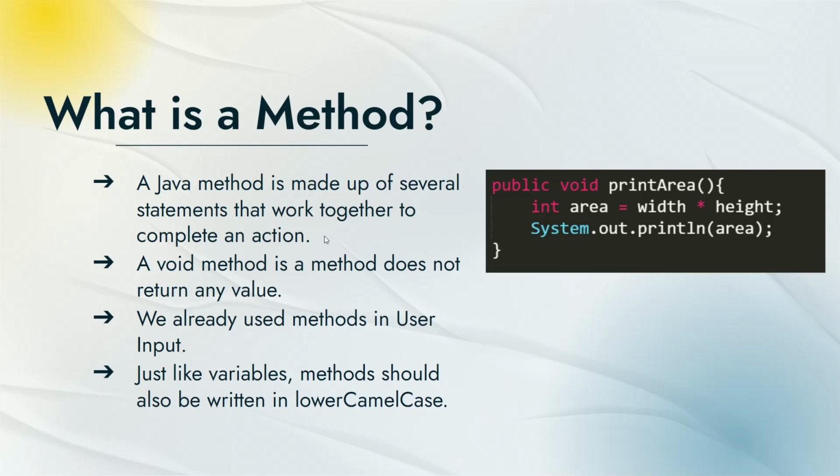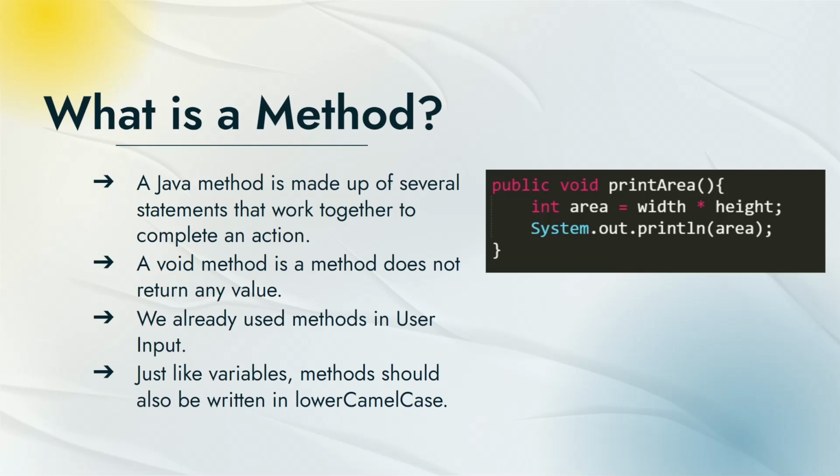A void method, meanwhile, is a method that does not return any value. That is indicated because we say public void method name. That is the key signature. We say public, which is a keyword, and void, which indicates there is no return type. And then the name of the method, which is printArea, and that's just the name I chose.